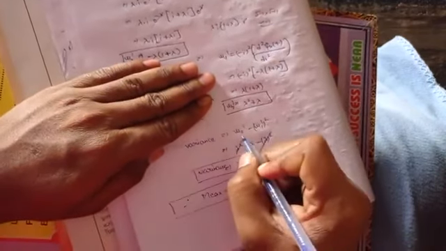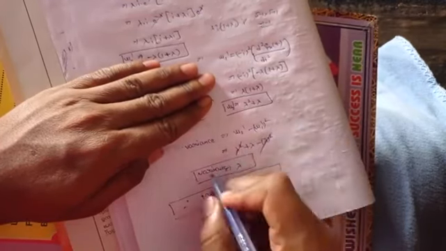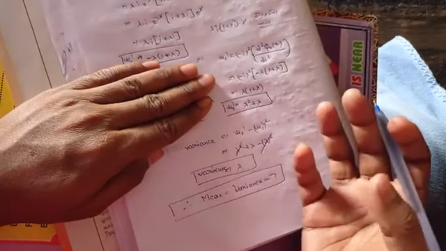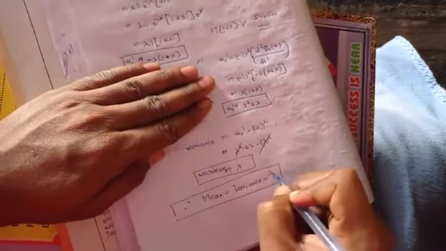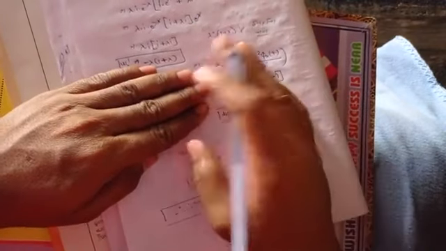So what is the variance? Variance is nothing but mu2 dash minus mu1 dash whole square. Then on solving, we got the variance as lambda. So we already know that in Poisson, mean and variance are equal, that is lambda. So that's all about this video. Thank you.